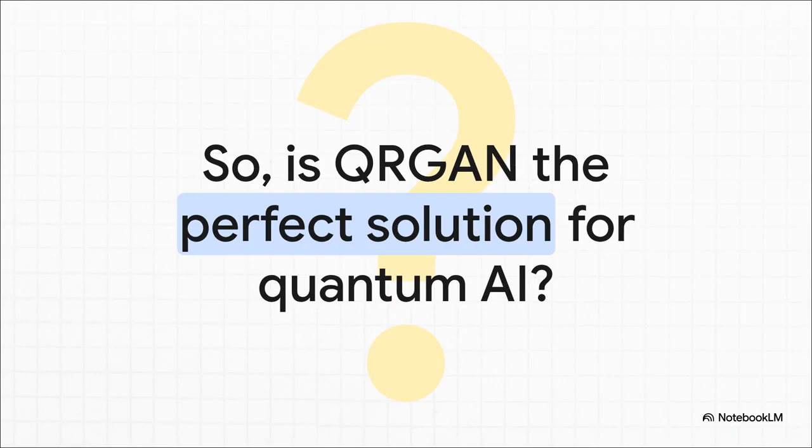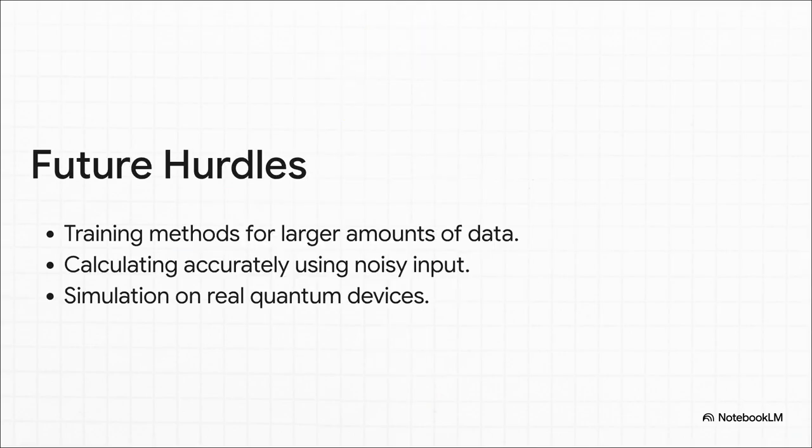So, case closed, right? QR-GAN is more accurate, it's more efficient, it's the perfect solution for quantum AI. Well, in real science, it's never quite that simple. The researchers themselves are very honest about the next set of challenges. For one, can this scale up to create really big, high-resolution images? We don't know yet. And what happens when the data you give it is also noisy? And maybe the biggest hurdle of all, these incredible results were run on a simulation. The final boss battle is getting this to work just as well on actual physical quantum hardware.